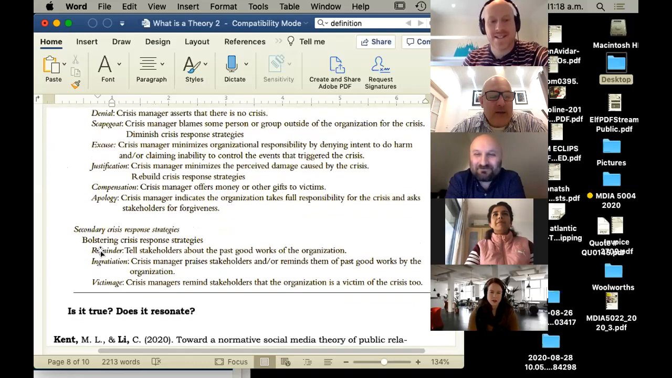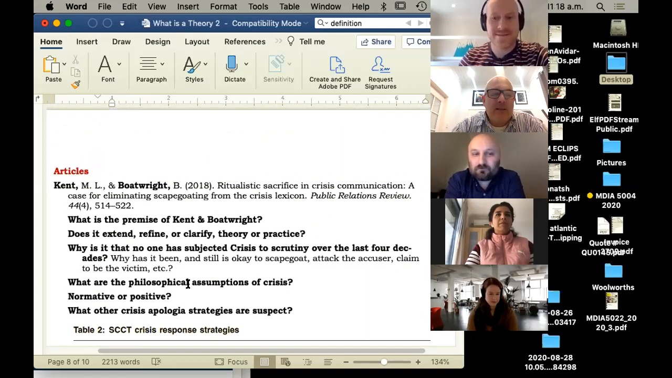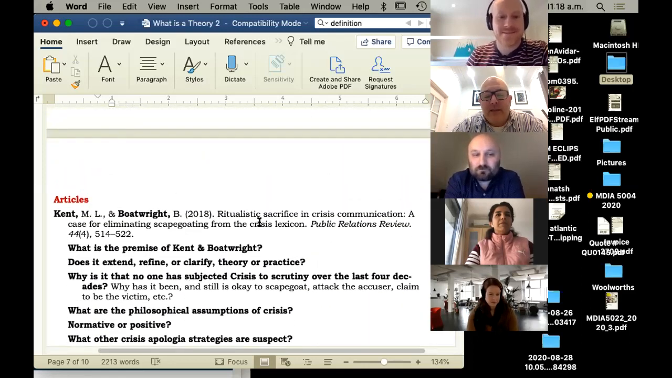And then we've got the secondary strategies, right? But almost everything on the strategy is sleazy and unethical. You know, our entire system of how to apologize, our theory of it, that's been with us for 40 years almost, is based on screwing people, is based on taking advantage of other people, is based on knowing we did something wrong and finding someone else to blame and take the fall for it. So we unpacked this concept of sacrifice, of ritualistic sacrifice, which is the scapegoating.